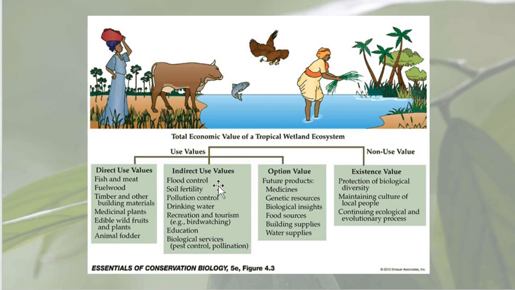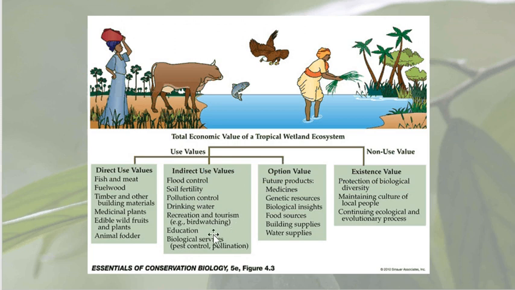Wetlands can absorb a lot of water and let it out slowly. Soil fertility: wetlands may provide a means by which silt is trapped and built up. The soil is built up in fertility through that. Pollution control: drinking water can be provided.